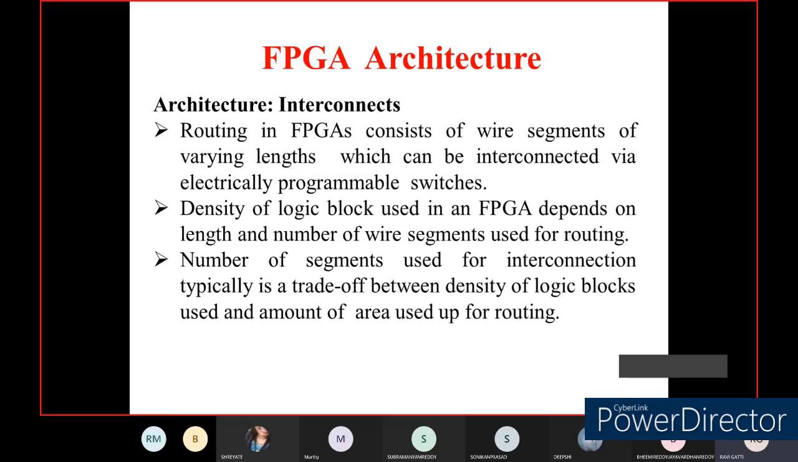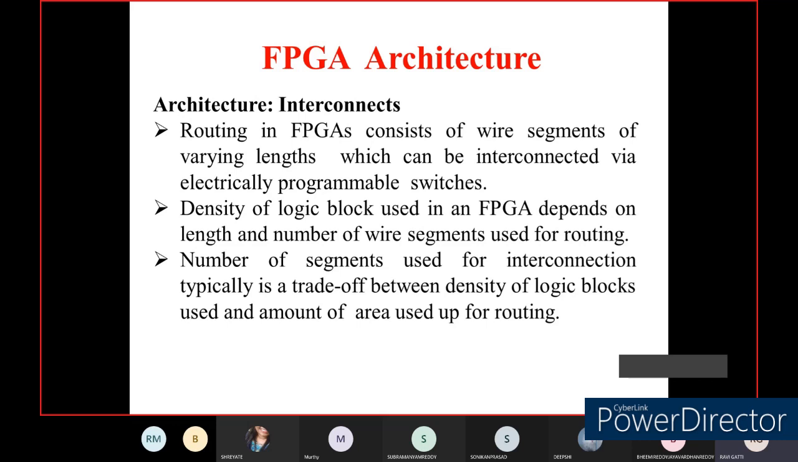The number of segments used for interconnection is typically a trade-off between the density of the logic blocks used and the amount of area used for the routing. So you have to make a trade-off. What is the miniature size I want for my chip, and how many logic blocks can I implement on a given miniature size? If you want a very compact device, then the routing information has to be very accurate, so you need to establish a very complex circuitry or routing mechanism.